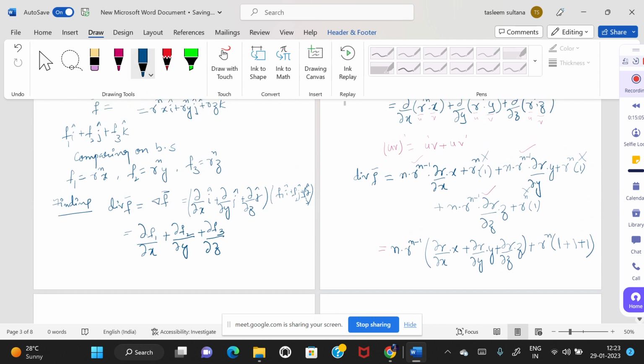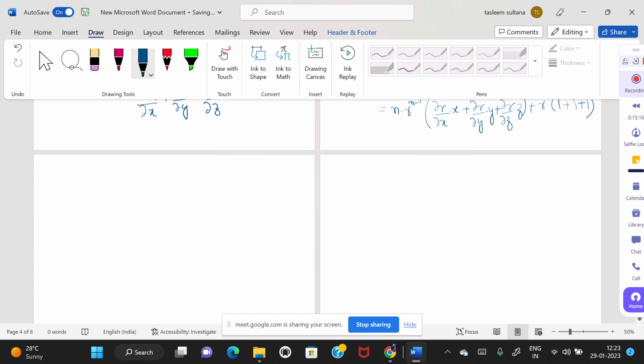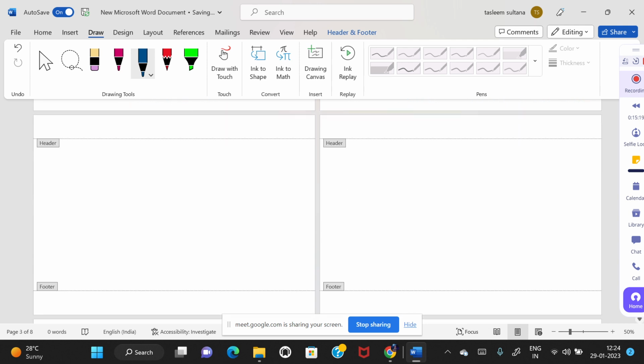See, we are now combining this r to the power of n, r to the power of n, r to the power of n. Those three terms you're combining, and the other three terms you're separating. Yes. So we will get divergent.